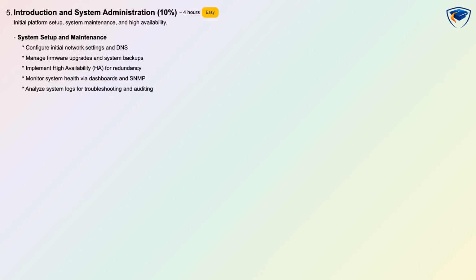This domain covers initial platform setup including network settings and DNS, managing firmware upgrades and system backups, and implementing high availability for redundancy. You will also learn to monitor system health with dashboards and SNMP, analyze logs for troubleshooting and auditing, and apply basic operational best practices for ongoing maintenance.